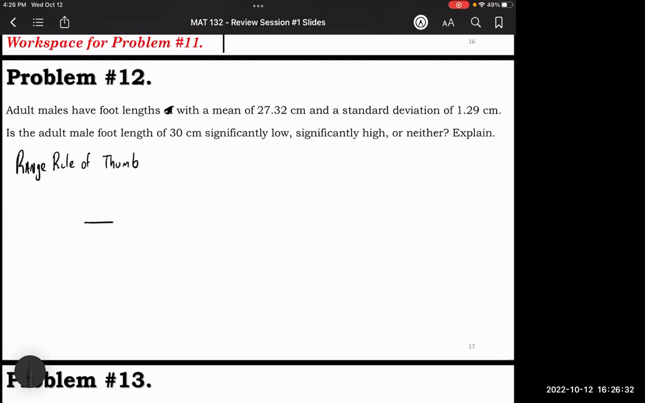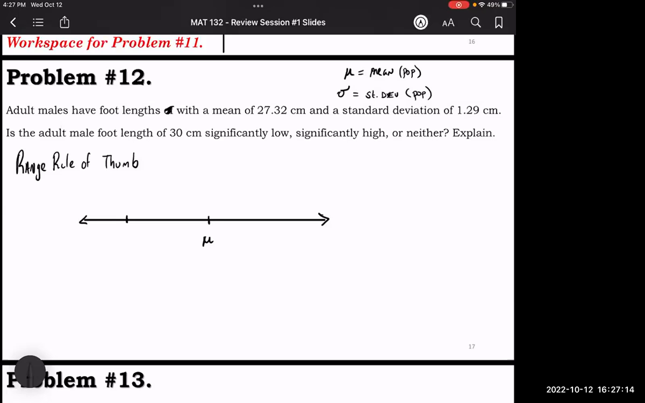The range rule of thumb separates significant values from not significant values. So at the center of our distribution, we have our mean. I'm going to use the notation as if we're dealing with a population. So mu looks like a U. I'm drawing a U. That's our mean for a population. And little sigma, which looks like a little cherry, is our standard deviation for the population. So there are 2 limit values.